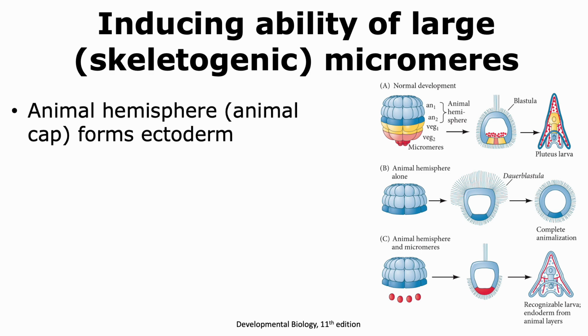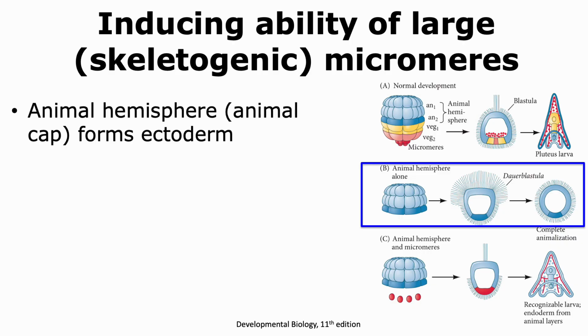Let us now look at some experiments that were performed to show the inducing ability of the large micromeres. Now, to understand these experiments, let's first know what the animal hemisphere is. The animal hemisphere comprises the cells that will form the ectoderm. So when we look at the figure, this basically has the cells of AN1 and AN2, and they form the animal hemisphere.